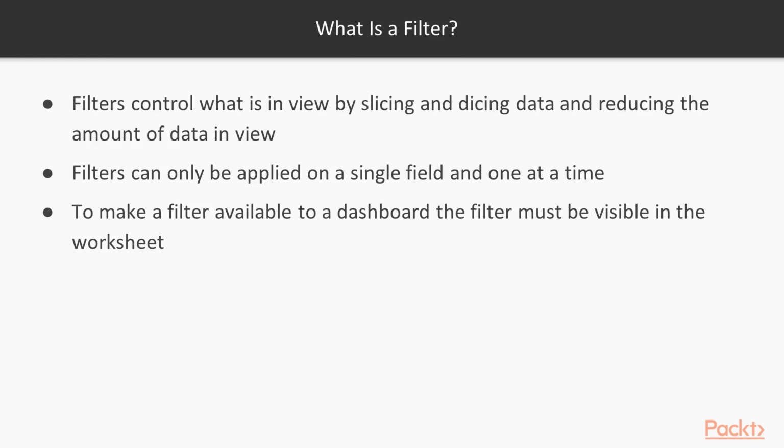Next, we're going to look at what a filter is. Filters control what is in view by slicing and dicing data and reducing the amount of data in view. This is basically saying reducing the number of records because you're segmenting. Filters can only be applied on a single field, one at a time. Again, we've seen that in ours, where we have one singular value for a filter that can apply only at one time.